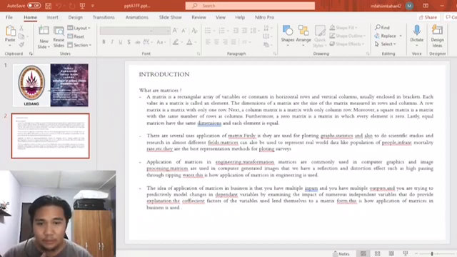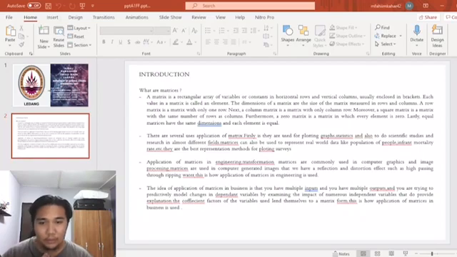Application of matrices in engineering. Transformation matrices are commonly used in computer graphics and image processing. Matrices are used in computer-generated images that have a reflection and distortion effect, such as light passing through dripping water. This is how matrices are applied in engineering.